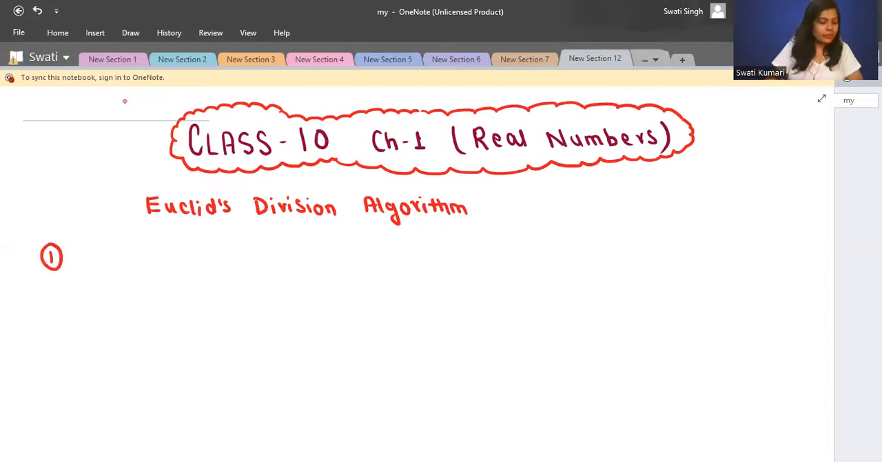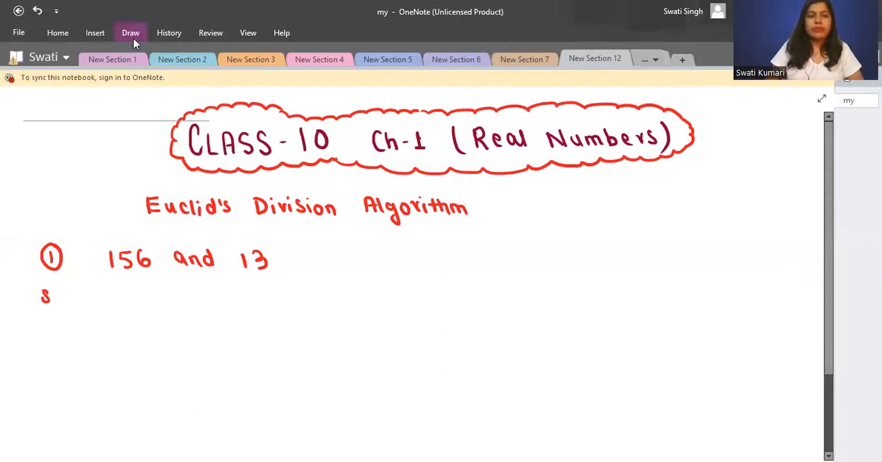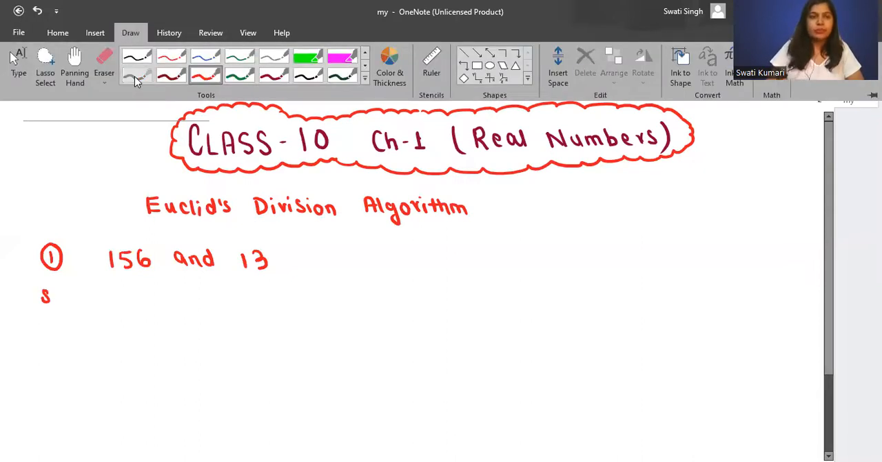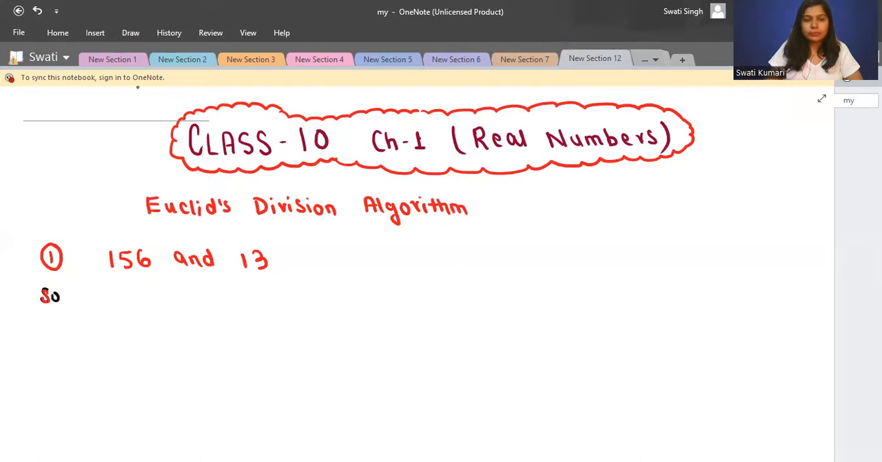Yes, so let me take a question for you. You have to find the HCF of 156 and 13 using Euclid's division algorithm. Okay, let us understand how we can solve this. The very first thing that you have to do is choose the larger number. Clearly the larger number is 156. So you will write down 156 here, and then we will write this 156 as divisor into quotient plus remainder.